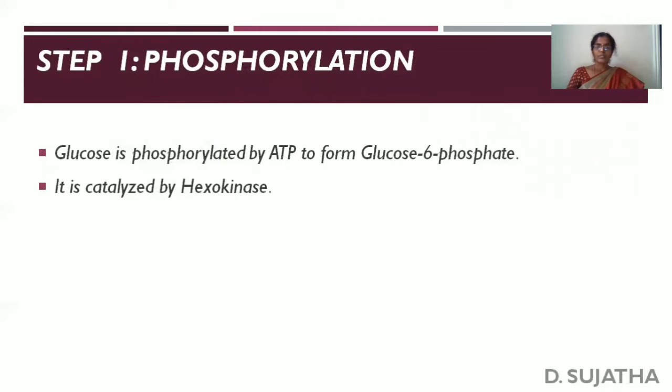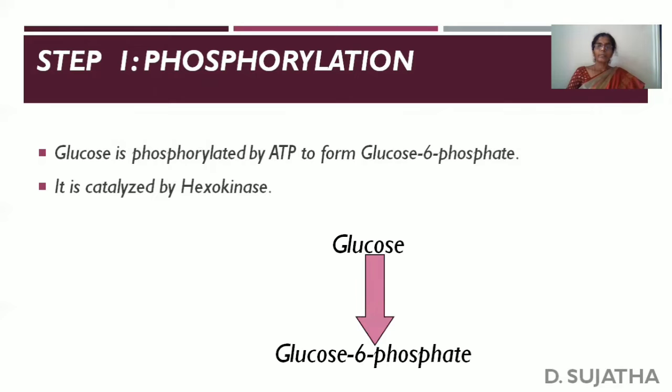Phosphorylation is the first reaction in glycolysis. Phosphorylation means taking phosphate. Here the substrate glucose is phosphorylated by taking phosphate from ATP, and the glucose converts into glucose 6-phosphate. So the phosphate donor is ATP.